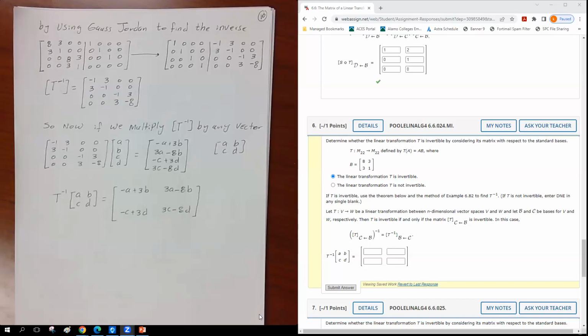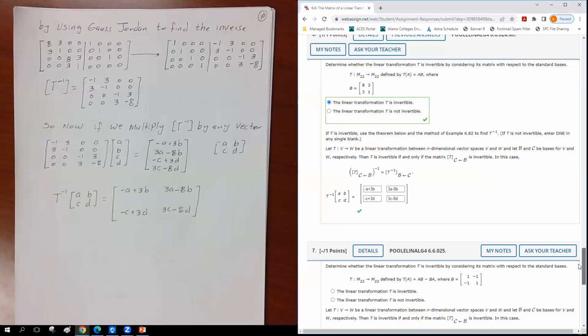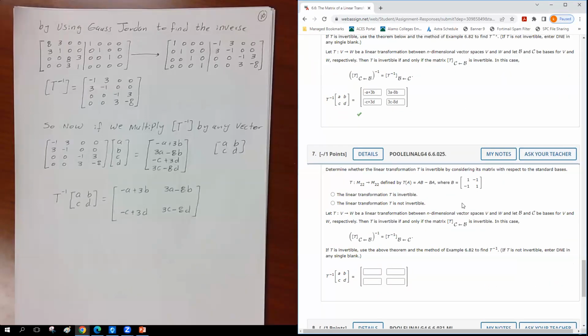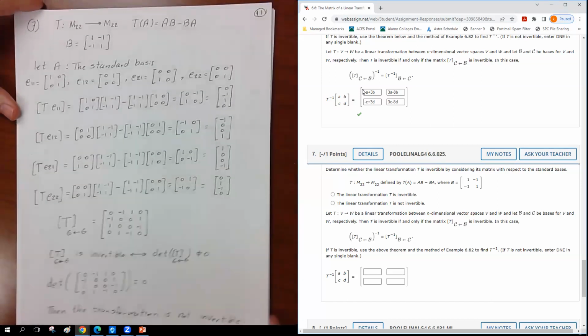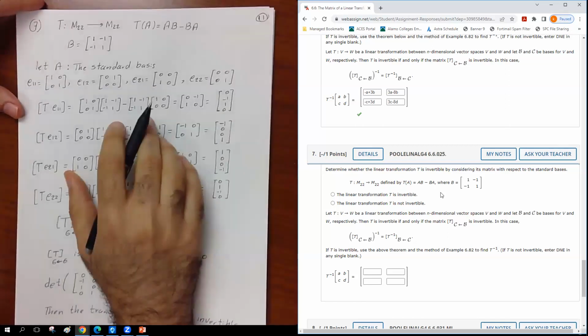Let's check our solution. We got it right. Let's move to number 7. We're going to do exactly the same steps that we did here in example 6. But now our transformation is different. Our transformation is AB minus BA, and here's our B matrix. So the first thing we need to prove is that it's a linear transformation.